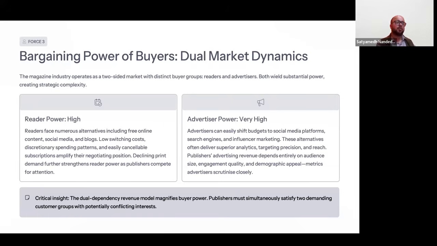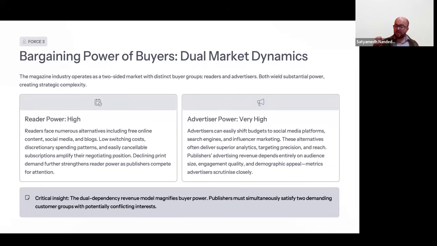And plus, see, this is something which is a part of optional or discretionary spending. It's not necessary as a basic sustenance mechanism. Okay. Declining print demand further strengthens reader power as publishers compete for attention. Plus, the very fact that readers can switch easily means you have to cater to their demands.